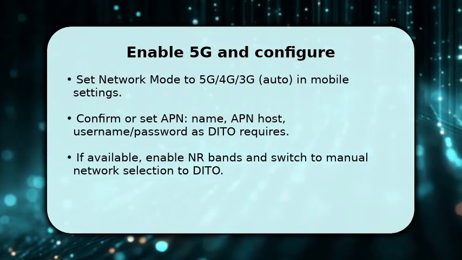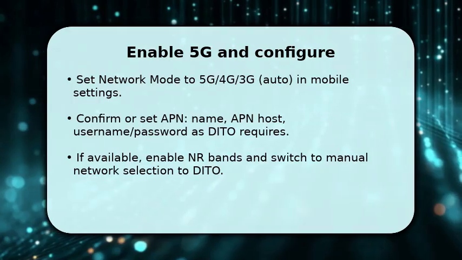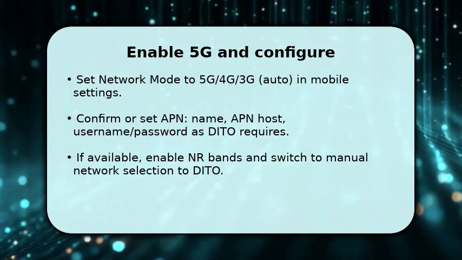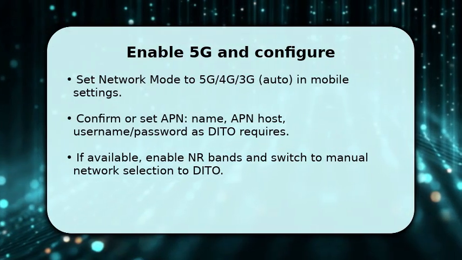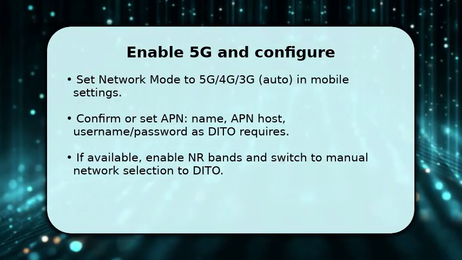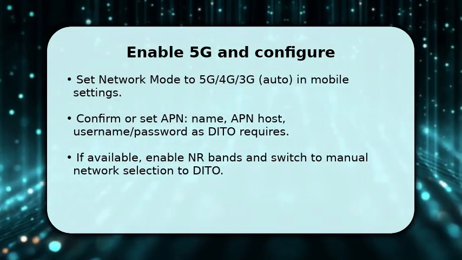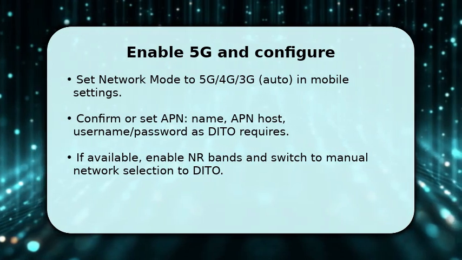APN mismatch blocks data. Then, if your device permits, enable specific NR bands or network slices tied to DITO and try manual network selection to force a reattach. Doing this helps. Finish by rebooting your phone to apply changes.